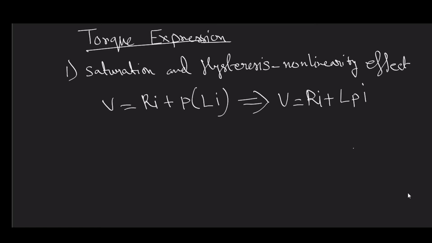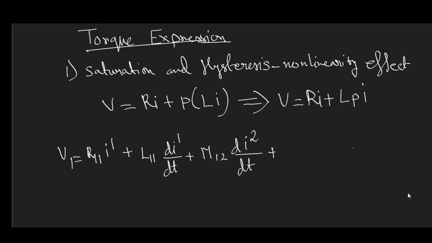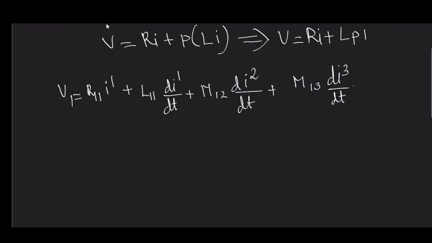So for a 3-winding system, it will become V1 is equal to R11 i1 plus L11 di1/dt plus M12 di2/dt plus M13 di3/dt, and the same thing must be repeated for the other two windings as well.